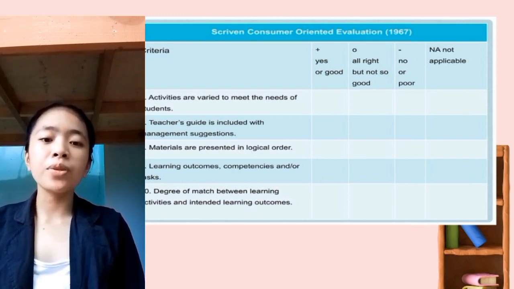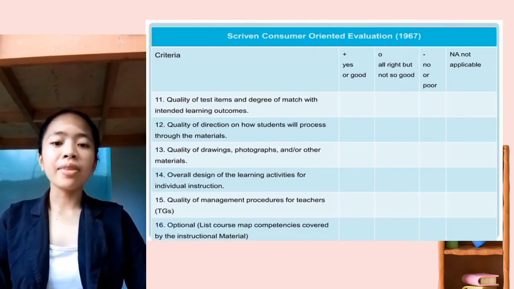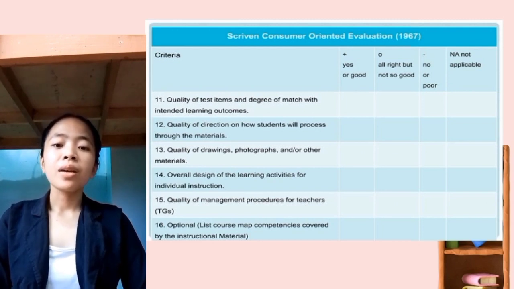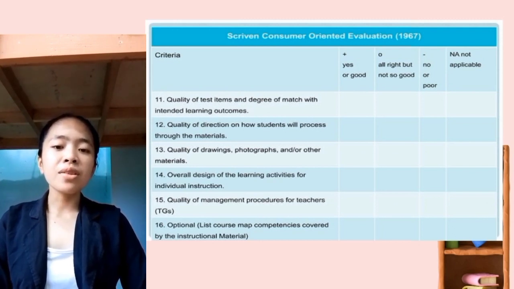9, learning outcomes, competencies, and or tasks. 10, degree of match between learning activities and intended learning outcomes. 11, quality of test items and degree of match with intended learning outcomes. 12, quality of direction on how students will proceed through the materials. 13, quality of drawings, photographs, and or other materials. 14, overall design of the learning activities for individual instruction. 15, quality of management procedures for teachers. 16, optional list of course map competencies covered by the instructional material.